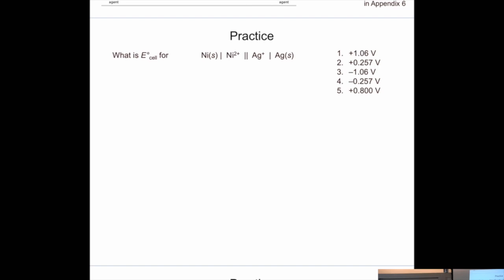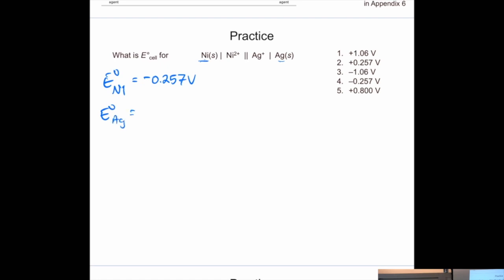Take a look at this reaction, and even if you don't remember what's on the left and what's on the right, you can tell that you've got reduction and oxidation happening between 2 metals. One of them is nickel, and the other one is silver. So you have to just look at the table. What's the reduction potential for nickel? You all looked this up, right? Negative 0.256? Yes, 7.